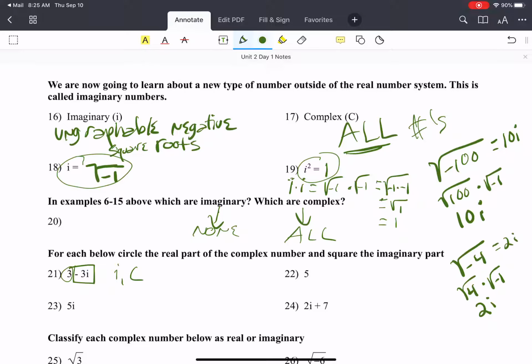Okay, 5, does it have an imaginary part of the number? So it would be C, because it's complex. All numbers are complex. Real, integer, whole, oh, I forgot, rational, and natural. Okay, this one is only imaginary, so that's I and C.